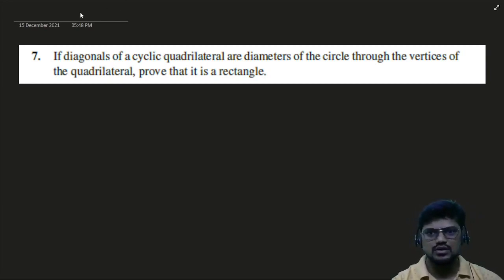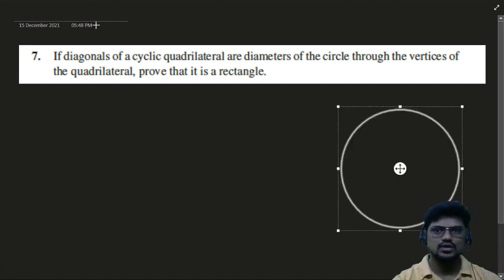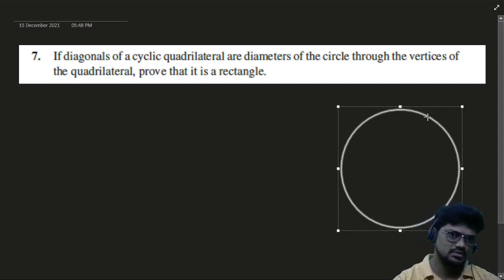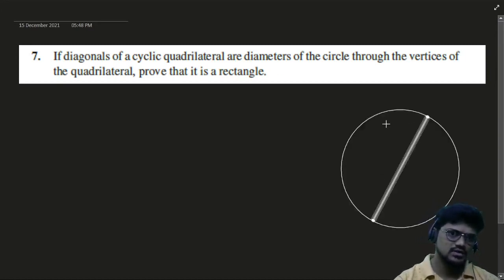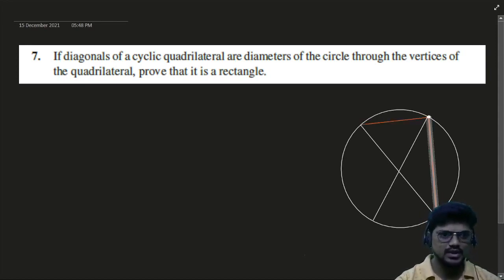If I draw a circle like this, and if the diagonals of a cyclic quadrilateral are diameters, that means there is a cyclic quadrilateral where the diagonals are diameters. That means if this is one of the diameters and this is one of the diameters, they both are diagonals. Now what you have to prove? That it will form a rectangle. Obviously, even if I draw it, it forms a rectangle only. But you need to prove that it will be a rectangle.